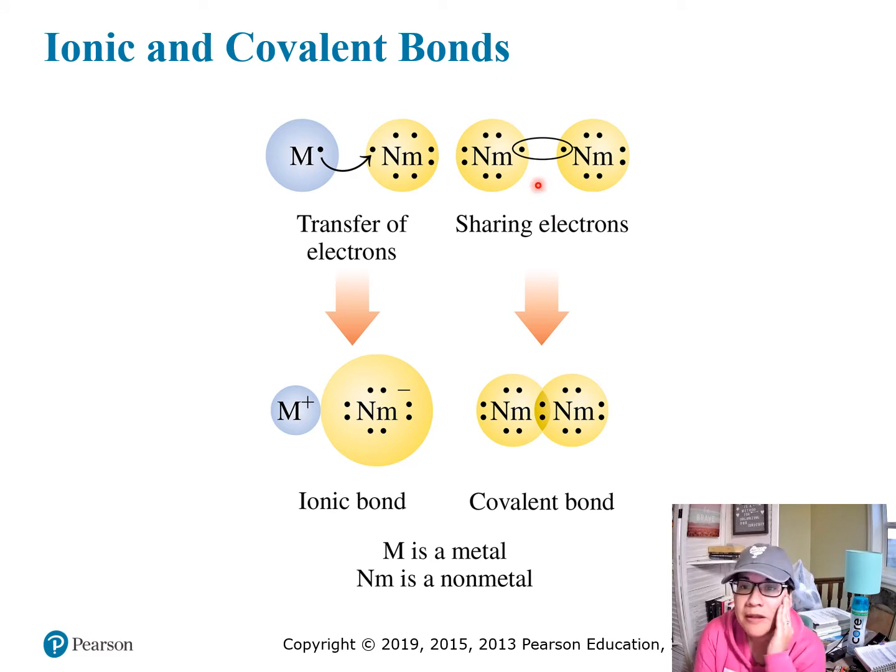A covalent bond, you have 2 nonmetals. These 2 happen to have 7 outer electrons, so they're going to actually share these 2 lone electrons here, and that means they each have 8 electrons. So this one over here has 8, and then this one right here also has 8 electrons that it's sharing.